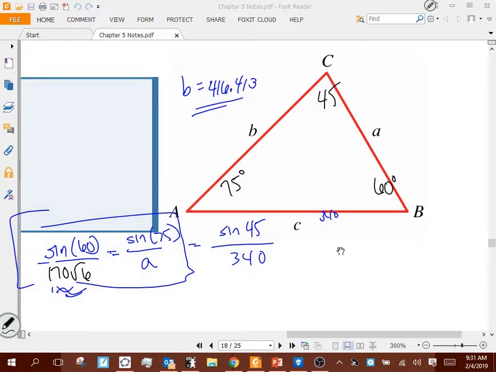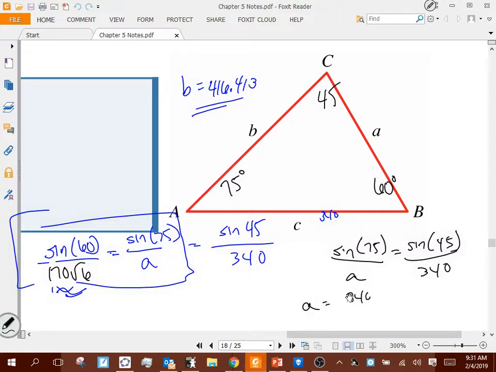I'm going to go ahead and use this one on the right because it's a little bit easier. Sine of 75 over A equals sine of 45 over 340. Cross multiply, and then divide. We'll do this all at the same time. So we get A is equal to 340 sine of 75 over sine of 45. And again, make sure your calculator is in degree mode. Plug that in. I'm good to go.